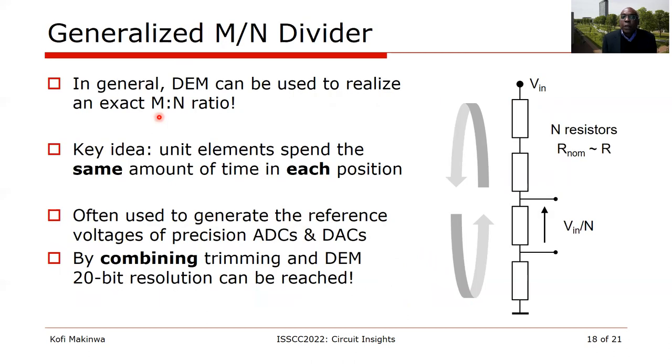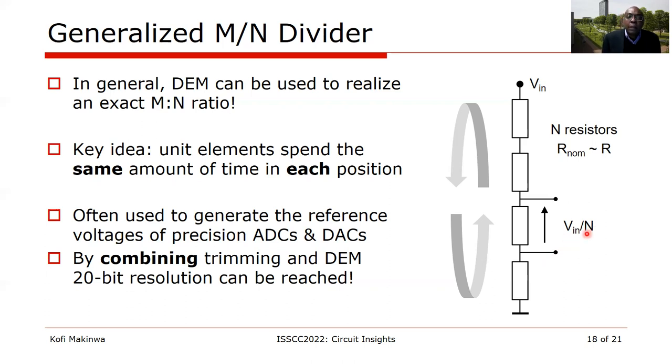Okay, we can even extend this further, and we can, in general, make an M by N divider. And you see the idea here. Now the switching scheme is a lot more complex, so I'm not going to show the switches, but it's still possible. Basically what you want to do is apply the general principle that you want to have these unit elements, each of these unit resistors, occupying the same amount of time in each position. So basically you're cycling these resistors through N possible states, and then the average voltage difference across a part of this chain of resistors will be exactly V in by N.